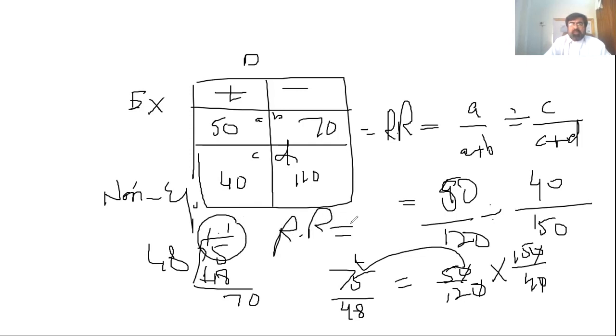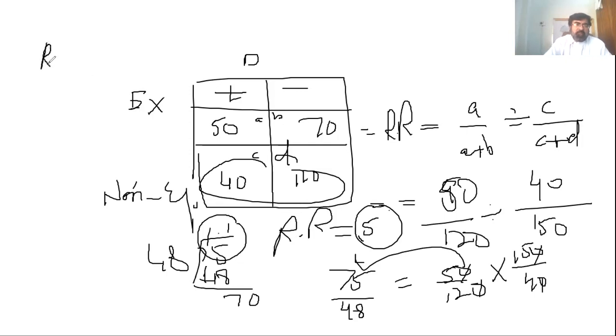Let's assume you have a relative risk of 5. So what does that mean? That those people who were exposed to a certain factor are 5 times more at risk to develop the disease as compared to those people who were not exposed. That is the interpretation of relative risk.